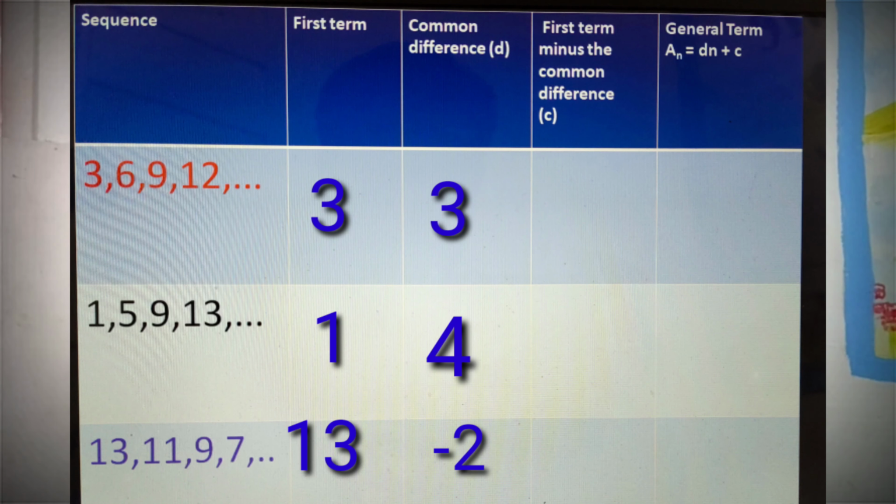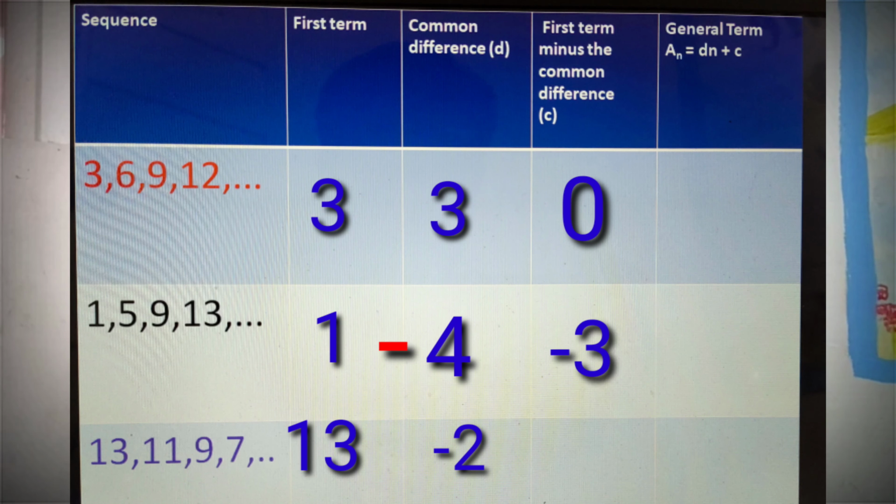Next column, first term minus the common difference. Number 1, 3, ang first term, ang common difference is 3. So 3 minus 3 equals 0. Number 2, 1 minus 4 equals negative 3. And number 3, 13 minus negative 2 equals 15.